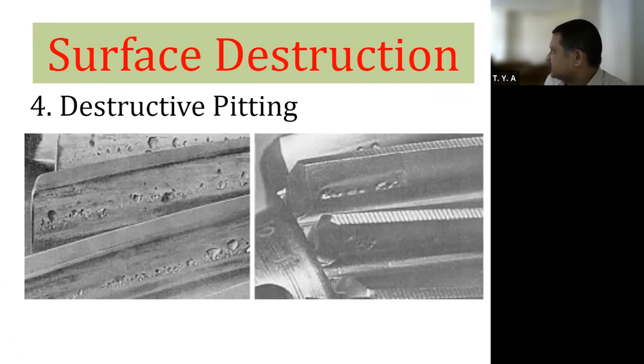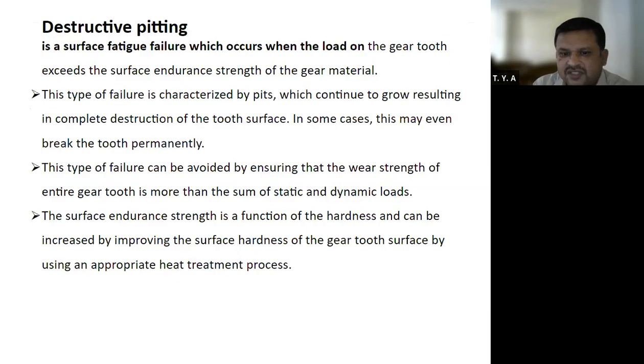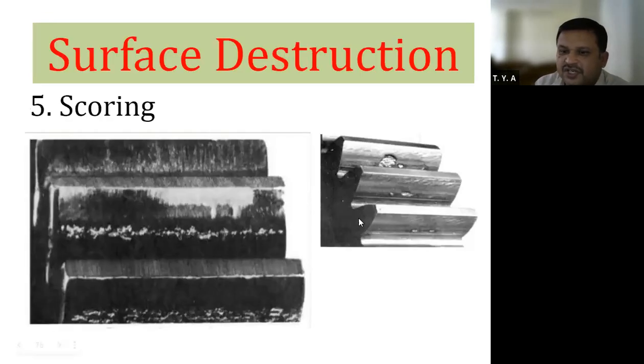So the surface hardness of the gear teeth increases, and the depth of the hardness is up to 1 mm or 2 mm. Always remember. Now this destructive pitting you understood. Next is scoring.